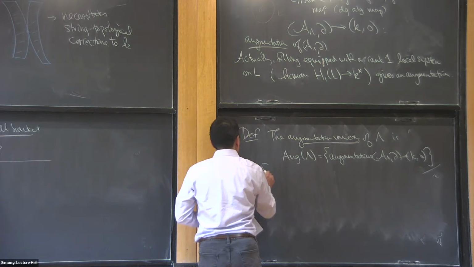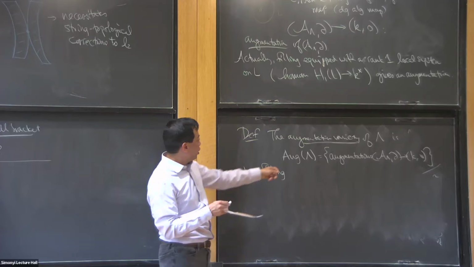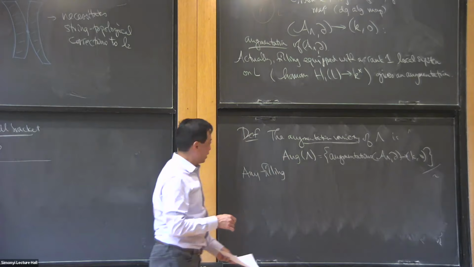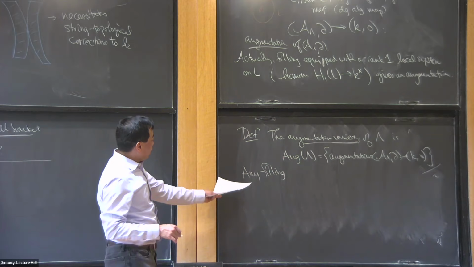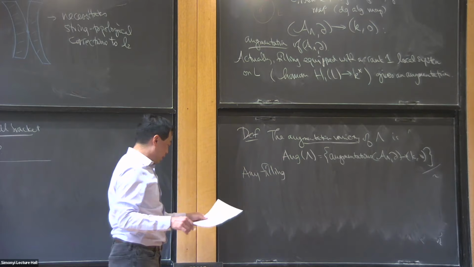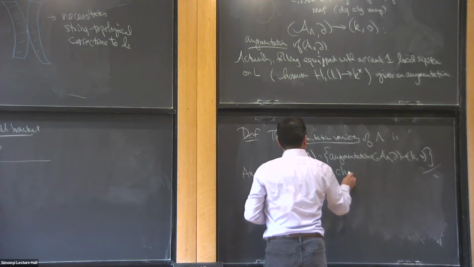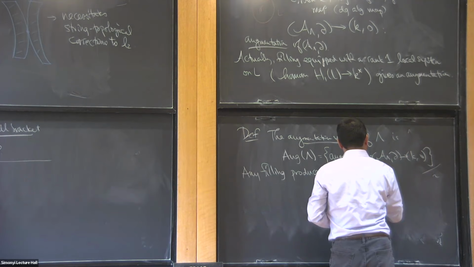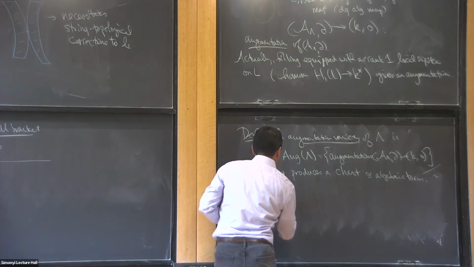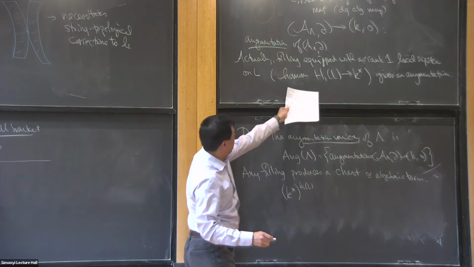So any filling equipped with a rank one local system gives me a point inside of this variety. This is some sort of affine variety sitting inside of K to the number of Reeb chords, I guess. And any filling, if you don't equip it with a rank one local system, produces a chart inside of this augmentation variety, which is isomorphic to some sort of algebraic torus. This is K star to the first Betti number of L, that's the rank of H1 of L. And this is going to map into augmentations of lambda.